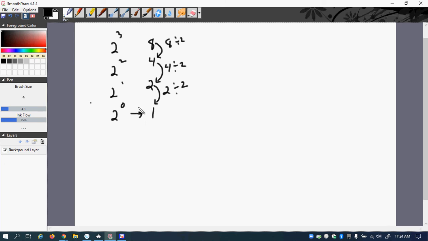And so the general rule for a 0 exponent is that we're going to say b, which is any base, to the 0 power will always be 1. Okay? And so that's the basis. So if I say 7 to the 0, the answer is 1.